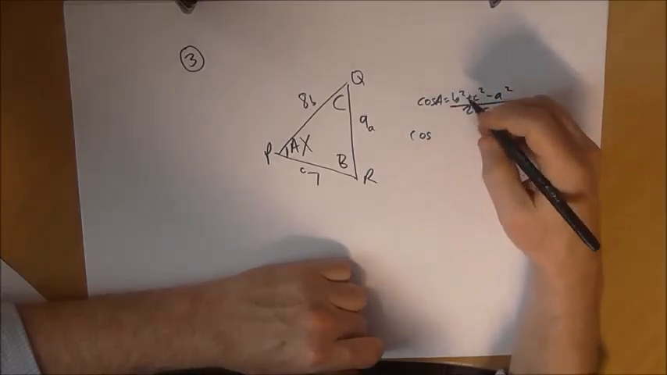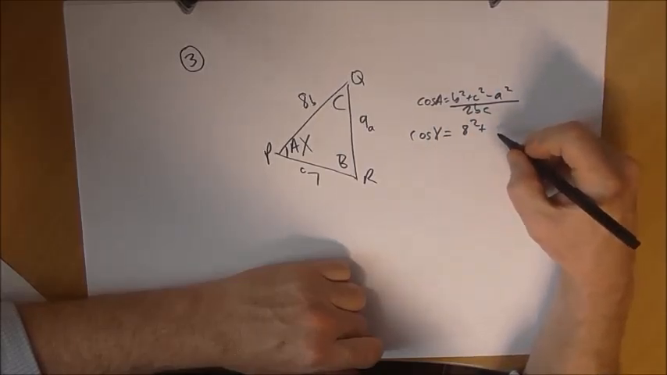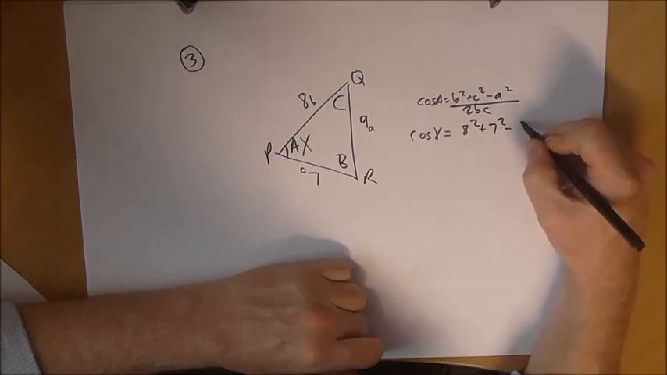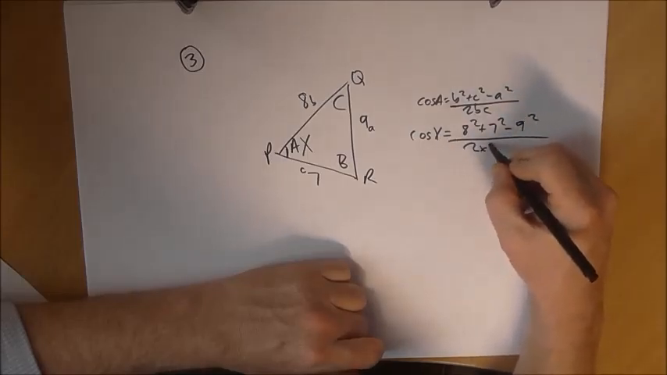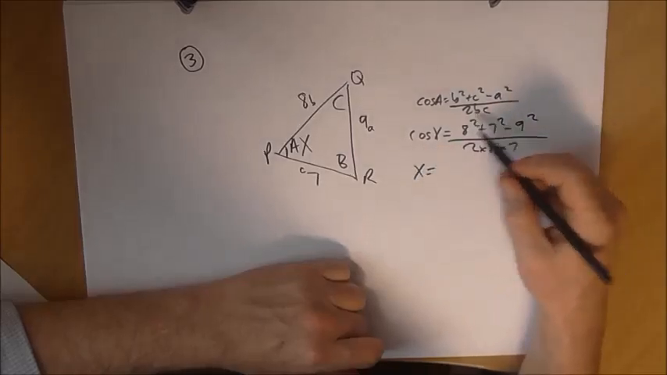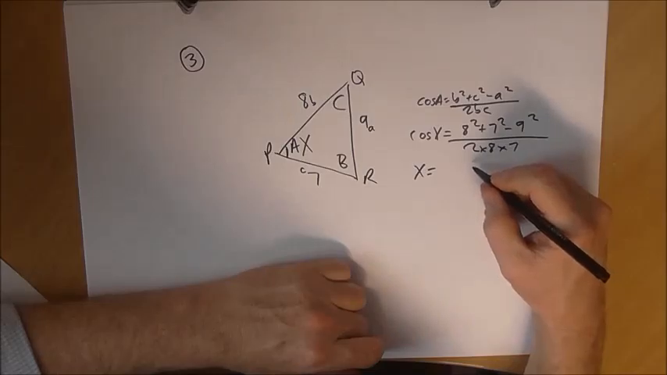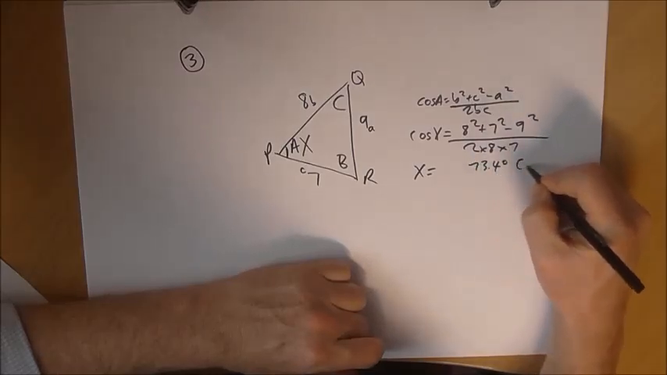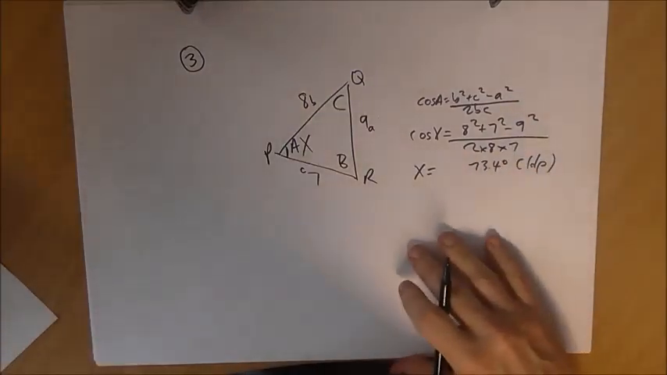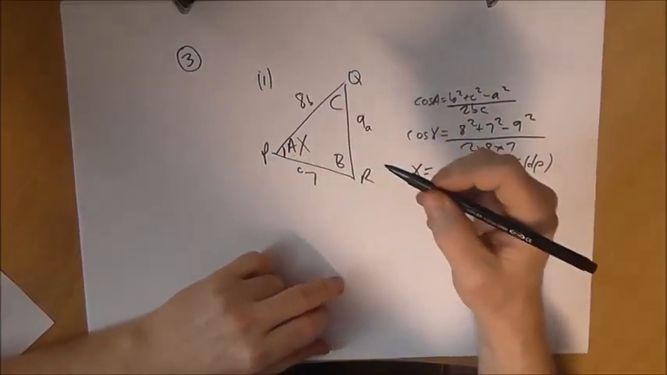So we get cos x equals 8 squared plus 7 squared minus 9 squared all over 2 times 8 times 7. You get the answer for x by typing that, but going shift cos first. And out pops an answer of 73.4 to 1 decimal place. So that's the answer for Roman numeral part 1.